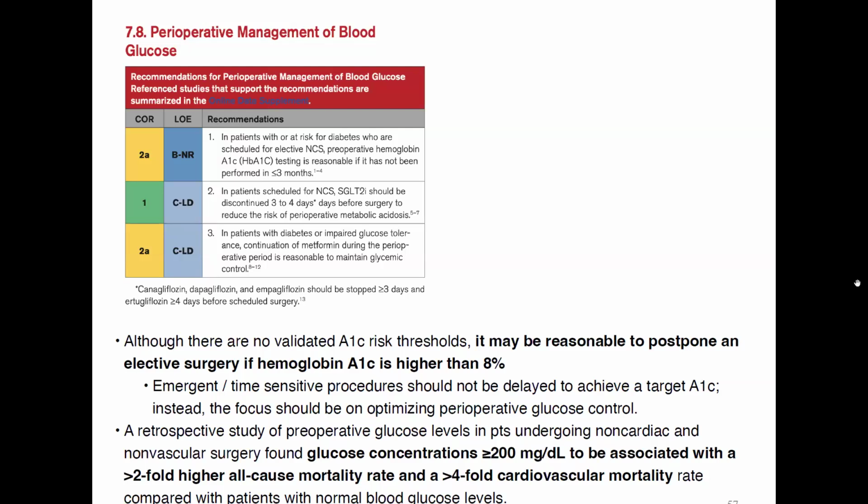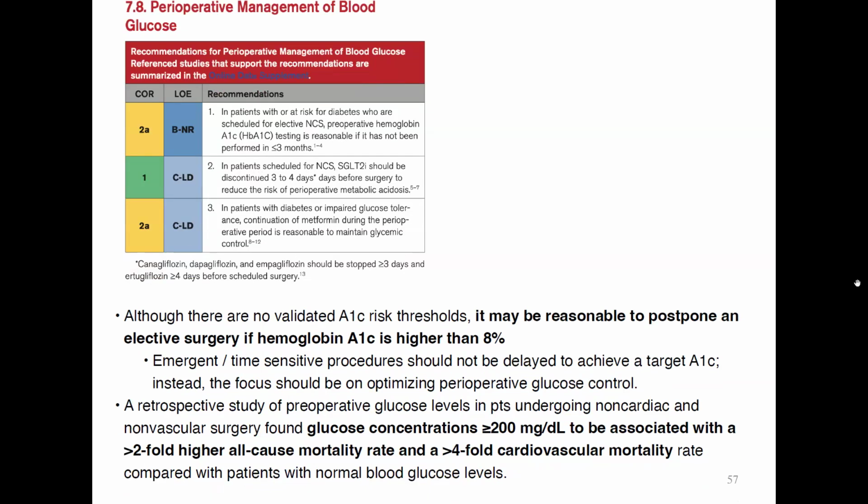So you want to document, if you see an A1C of 12 for an ortho case, that you had a risk-benefit discussion with the surgeon and the patient, and they're willing to proceed, because they may have a 6-fold higher risk of wound infection.